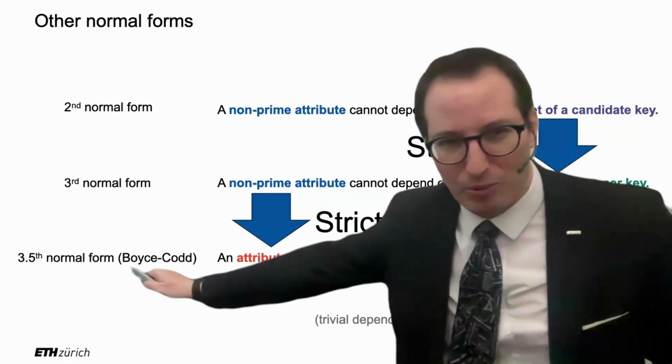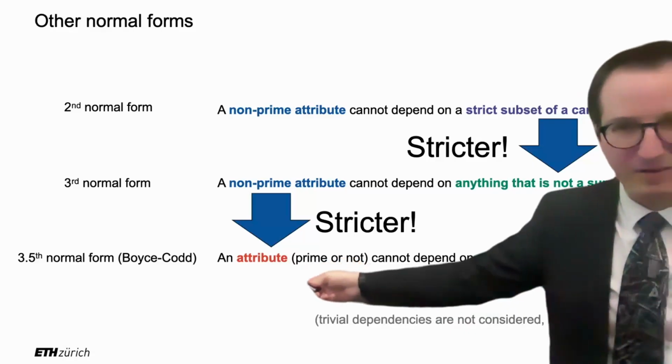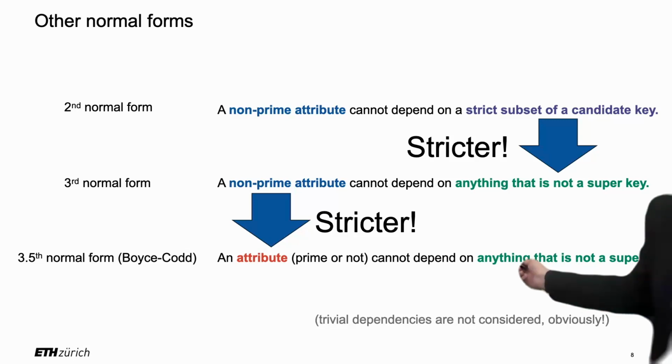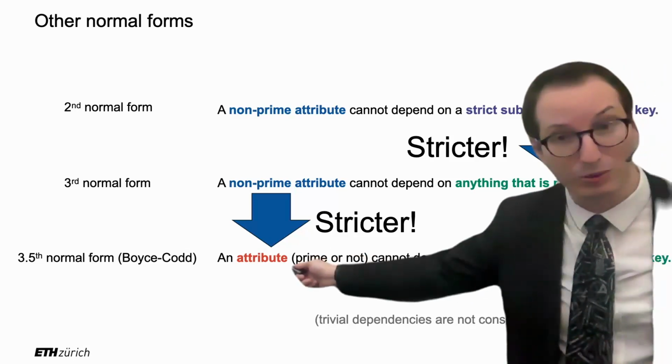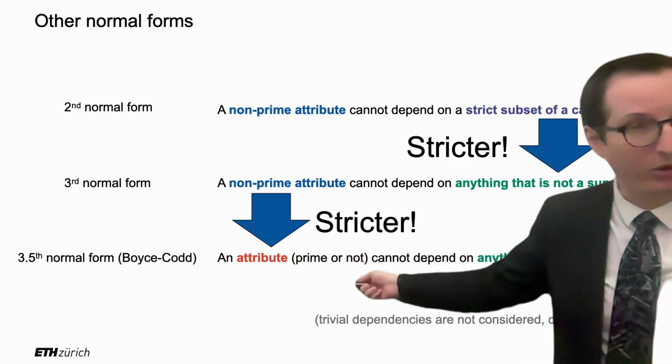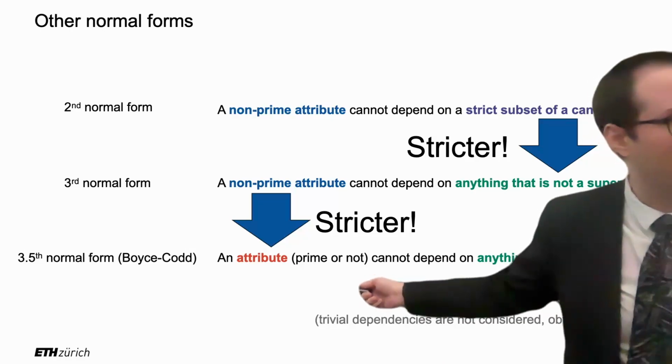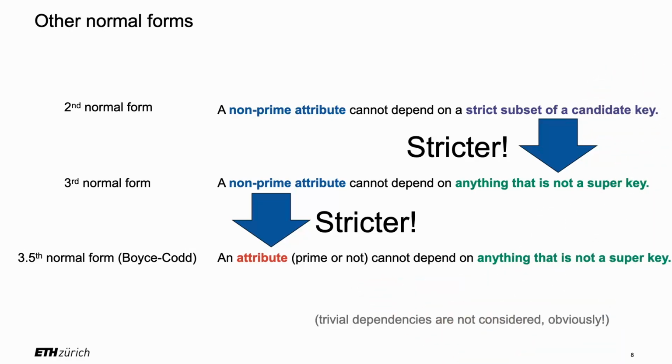So this is the Boyce-Codd normal form, right? And I told you that an attribute cannot depend on anything that's not a super key. That's what we've rehearsed just now. Any attributes, we don't care if it's prime or not. You remember the prime and non-prime attributes? What was a prime attribute? Anybody on Zoom remembers what a prime attribute is? Nobody? Well, let me tell you what a prime attribute is.